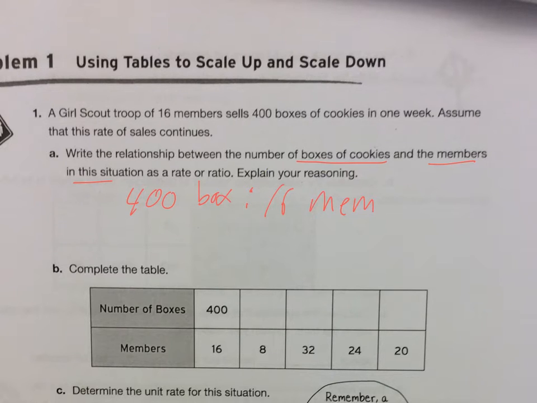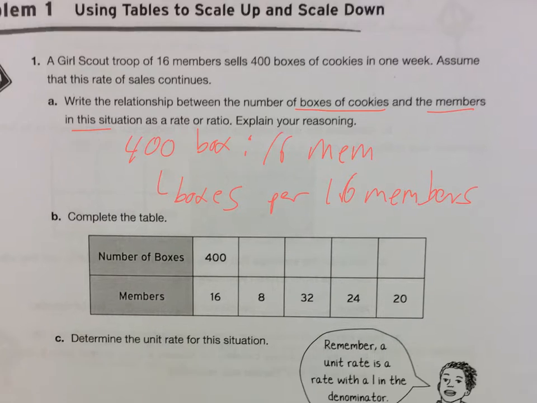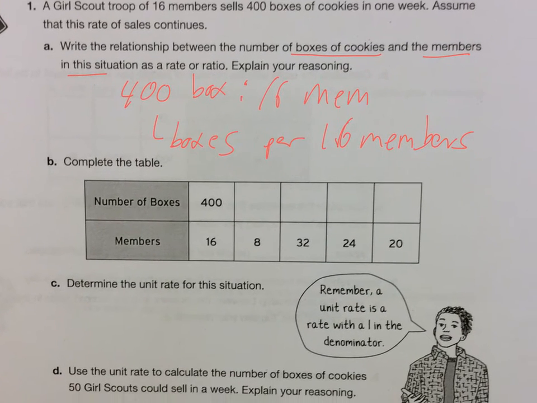So my reasoning is there's 400 boxes, and there's 16 members, so it's 400 boxes per 16 members. And that would be my reasoning. I don't really have additional reasoning beyond that and what I've said. So moving forward, it says complete the table.